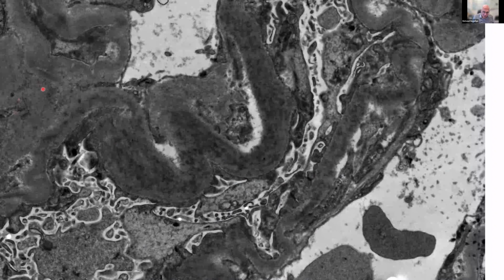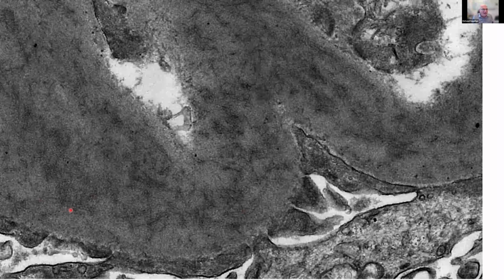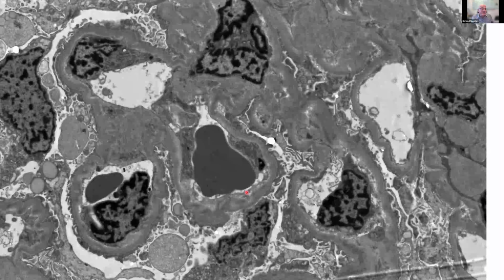So now let's look closer. I think that we can see some fibrils. They are not very well defined in this region of the glomerular basement membrane, but certainly we can recognize that there are some fibrillary structures in the glomerular basement membrane. So it's very interesting. Let's look at other areas of the glomerulus.